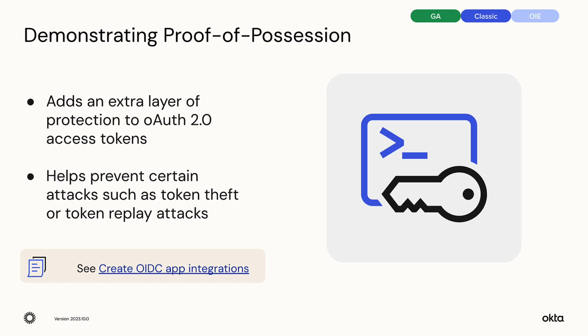Demonstrating proof of possession. OAuth 2.0 Demonstrating proof of possession is a security feature that adds an extra layer of protection to OAuth 2.0 access tokens. It enables the client to demonstrate that it possesses a particular key or secret associated with the access token. OAuth 2.0 DPoP can help prevent certain attacks such as token theft or token replay attacks, where an attacker intercepts a legitimate access token and uses it to gain unauthorized access to a protected resource.